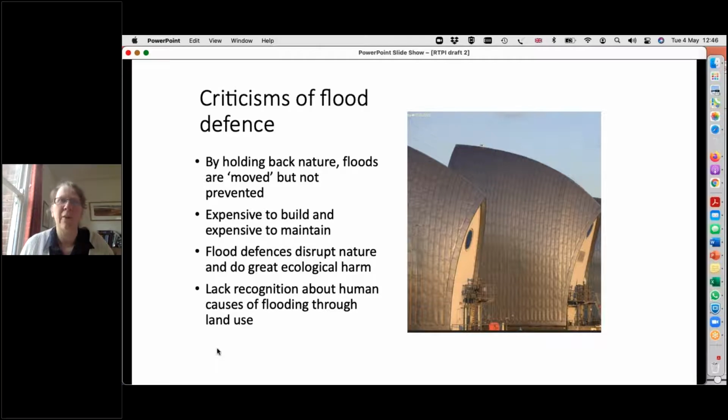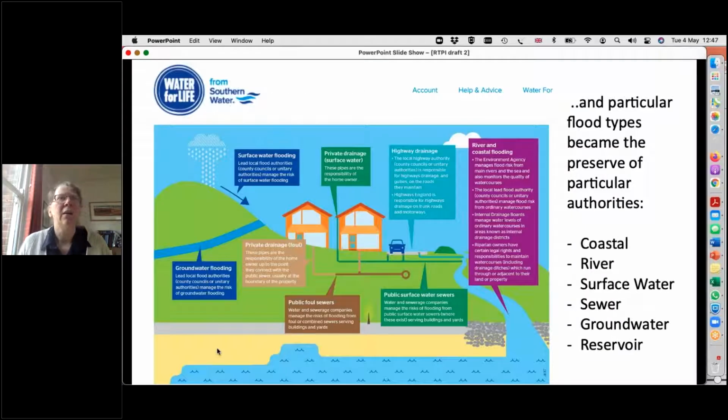But just before I move to that, one of the other approaches of flood defence is to pigeonhole flooding into different forms of flooding. So this is a diagram from Southern Water that tries to highlight all the different forms of flooding you can have. So surface water flooding, private drainage flooding, and so on. And I've made a short list, not all of them, of them on the right there. And you don't necessarily need to understand all the differences between those.